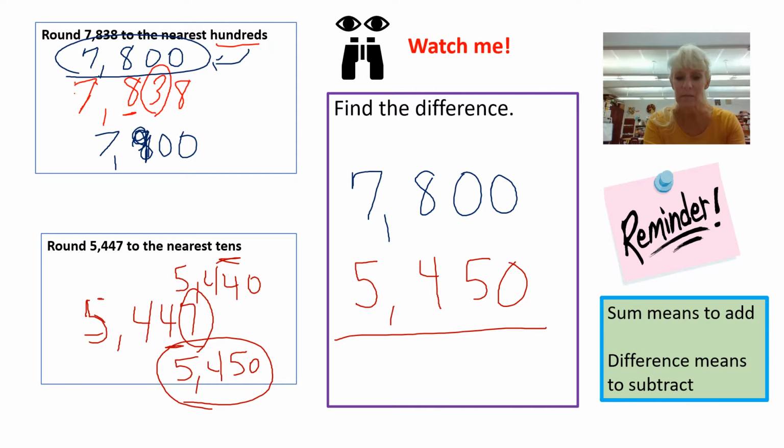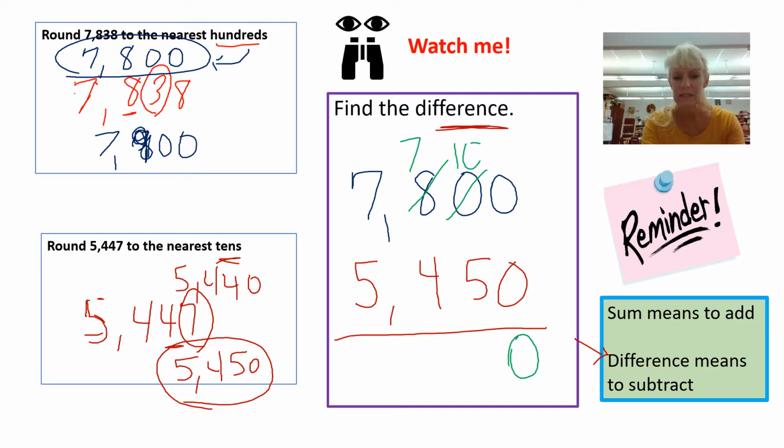Now, this time I'm asked to show the difference, and difference right here means that I need to subtract those numbers. So I'm going to go ahead and do that. 0 take away 0, not a problem. 0 take away 5 is a problem. So I have to go next door. I borrow from my neighbor.